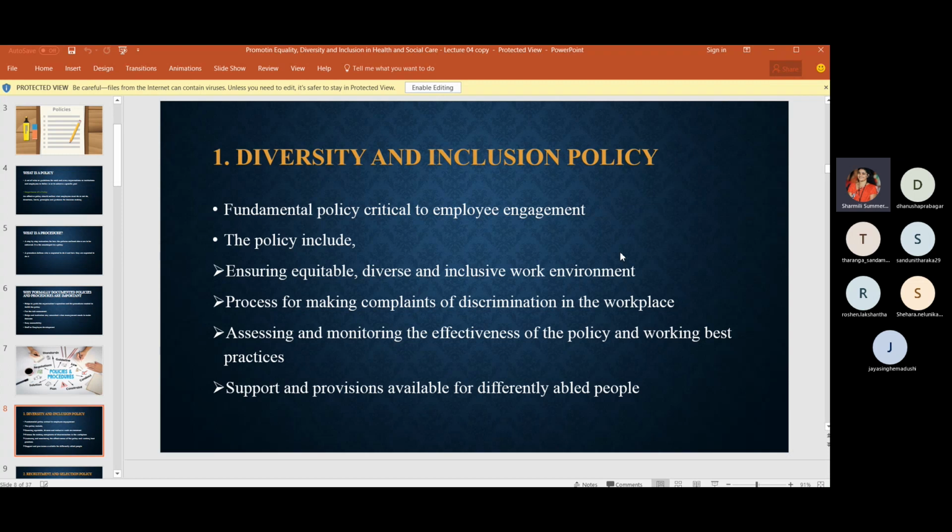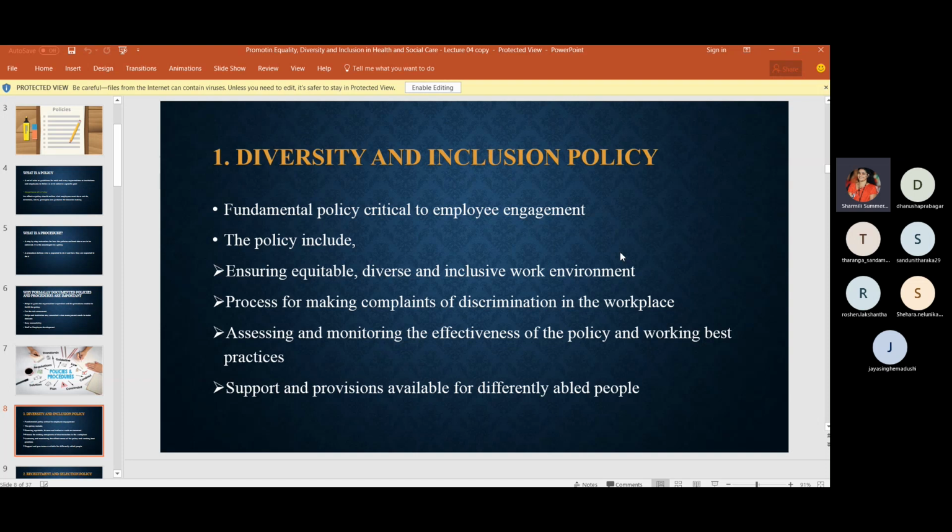We need to inform all the people that we have this kind of policy, and according to this policy, if you experience any discrimination in your workplace, you can claim or complain about that. Likewise, we can assess and monitor how effective they are or not.